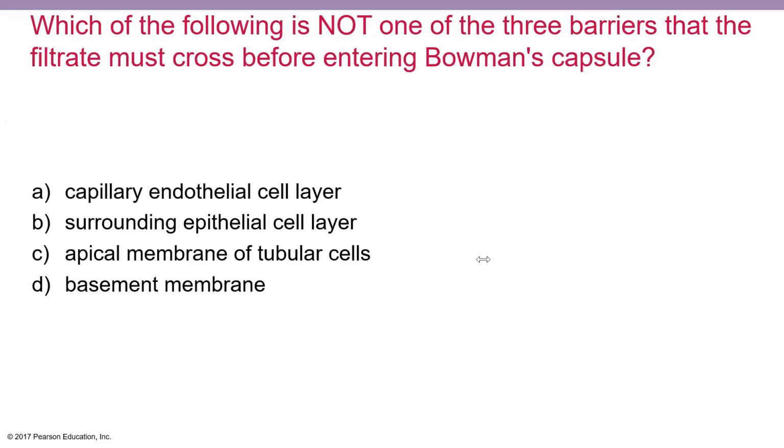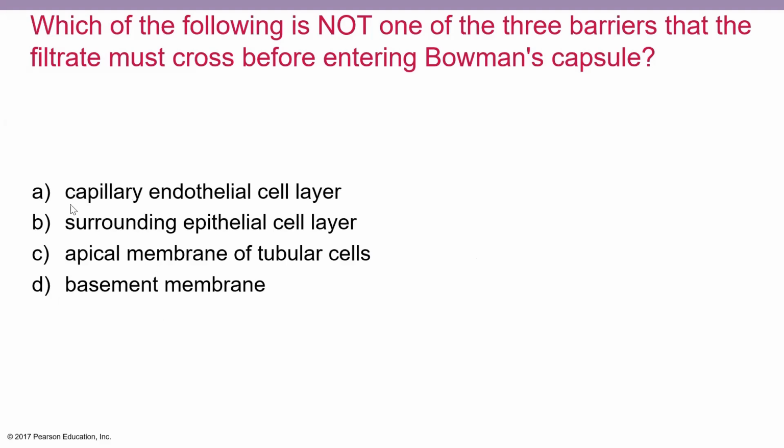Okay, so there was an overwhelming response for D, and right off the bat, D is not the right answer, but let's take a look at the question. Which of the following is not one of the three barriers that the filtrate must cross before entering the Bowman's capsule? So it's really also asking, what are the three layers of the filtration membrane?